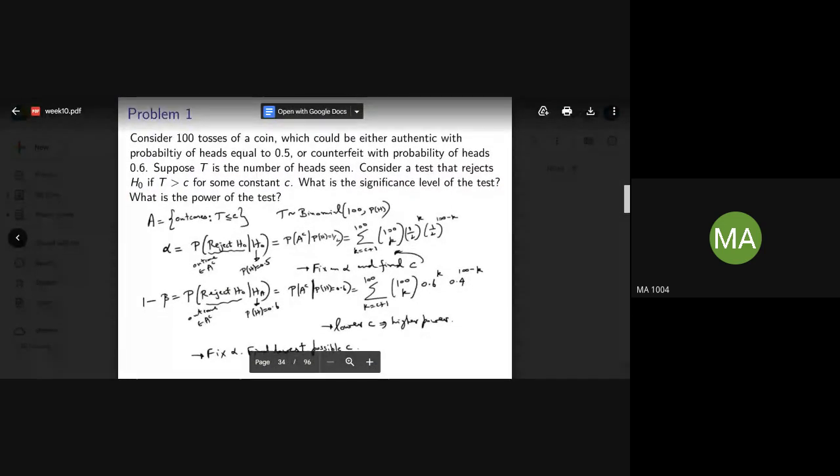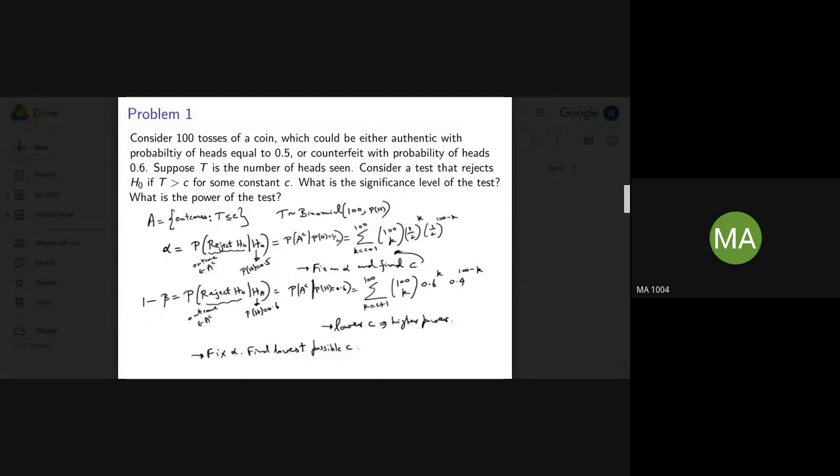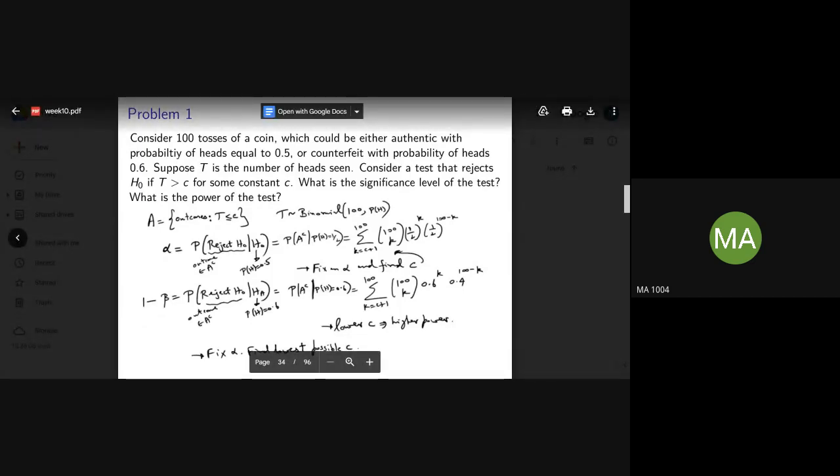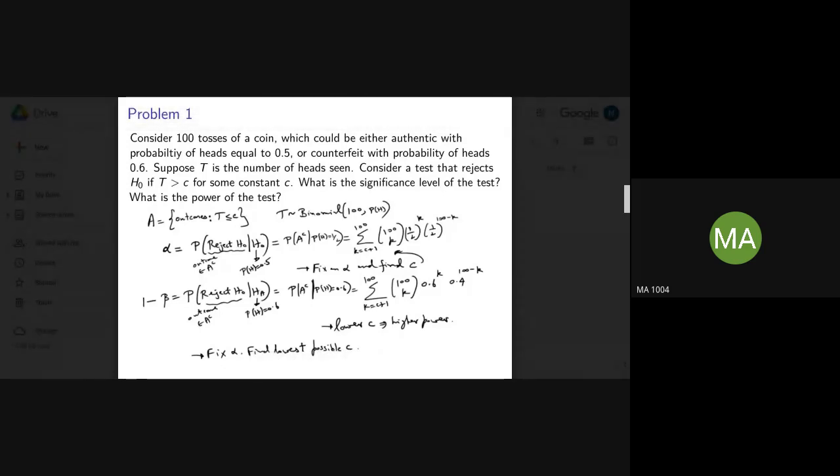Okay, just see this question. It says consider 100 tosses of a coin, which could be either authentic with probability of heads equal to 0.5 or counterfeit with probability of heads 0.6. Suppose T is the number of heads seen. Now consider a test that rejects H naught if T is greater than C. So here the test is already defined to you.